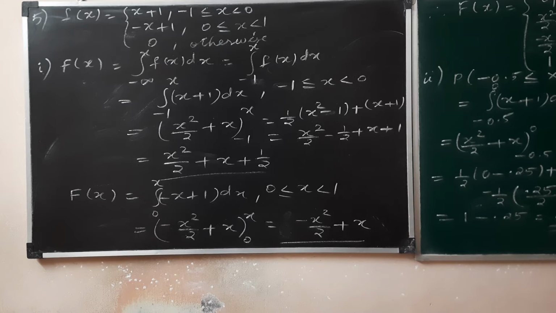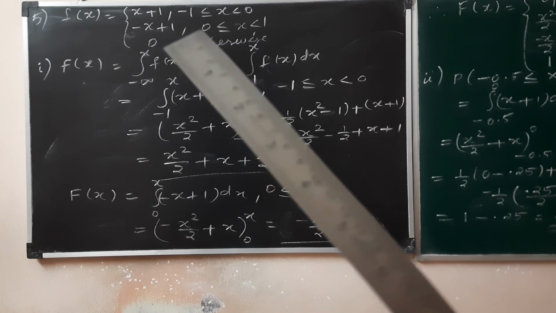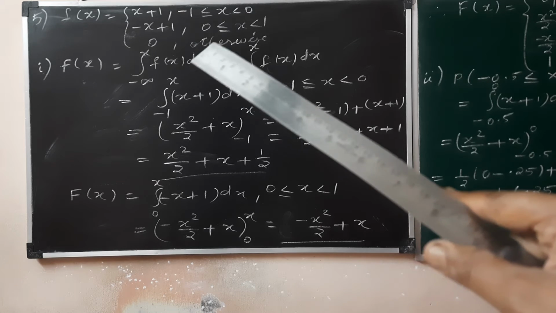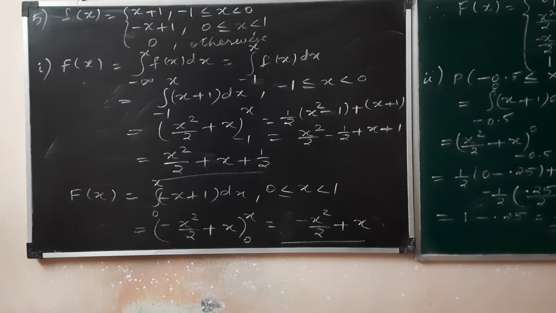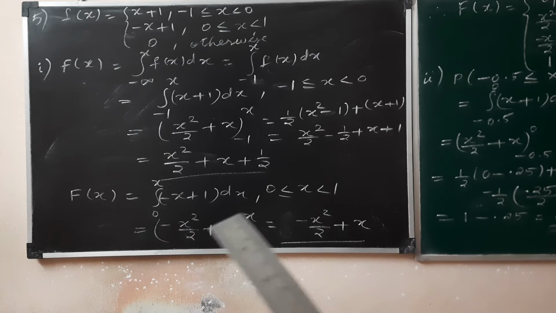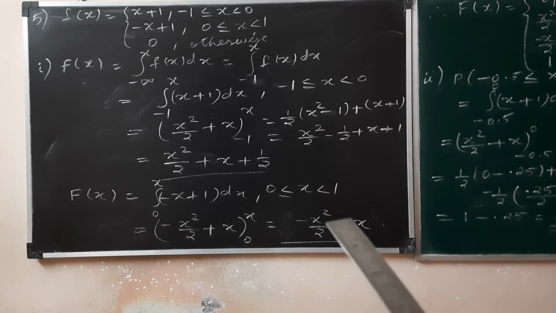For second range, 0 less than or equal to x less than 1. Here the definition is minus x plus 1 and the range is 0 to x. Lowest limit, instead of minus infinity we should put 0. 0 is the lowest limit in this range. So the integration is minus x square by 2 plus x. 0 to x we are substituting, and when you substitute 0 the whole thing becomes 0, you know very well. So only when x is substituted you have value, so it remains minus x square by 2 plus x.